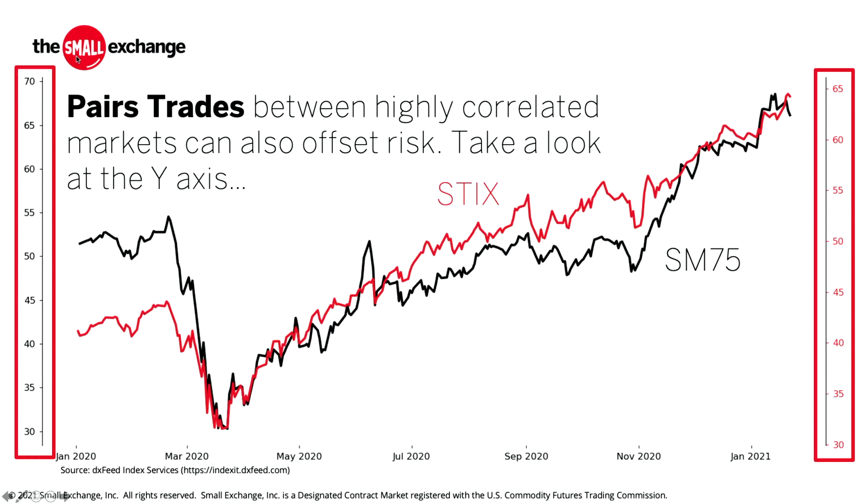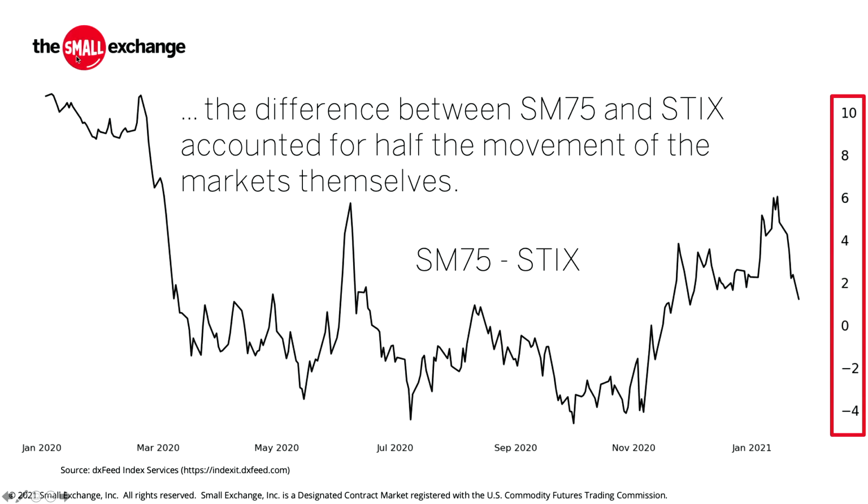Now, when we add them together, keep your eyes on that y-axis. When we add them together and create a pairs out of them, you'll notice that y-axis now has gone from a range of $30 to $40 to about $15. Now, that is what we call hedging or risk reduction or whatever else buzzword term you want to use that's baked into the idea of pairs trading. That difference between SM75 and S10Y, the pairs itself, has actually accounted for less than half the movement of the outright markets.